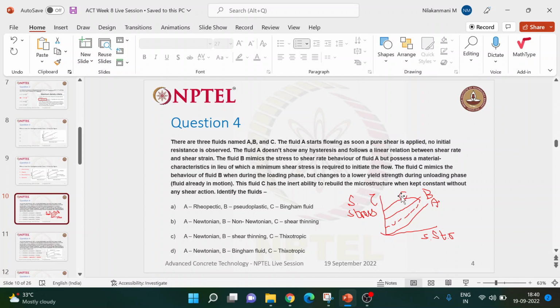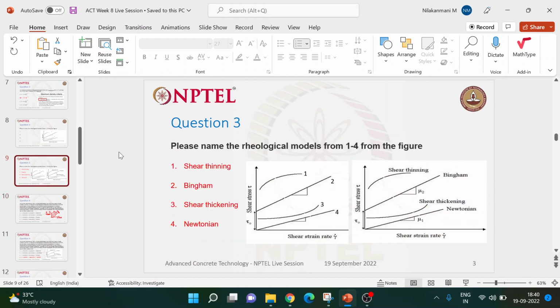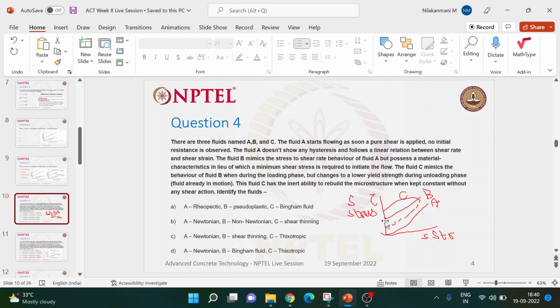Let me answer here. When it comes to shear thinning, we are not speaking about the unloading phase. We are speaking only about the loading phase, right? With an increase in shear strain rate, there will be a decrease in the shear stress, right? That is shear thinning. Or else the shear stress will not increase further here. During the loading phase, the shear stress tends to increase a little bit, but at a point it starts to be a flat region. The curve flattens here, right? But here we are talking about the unloading phase as well.